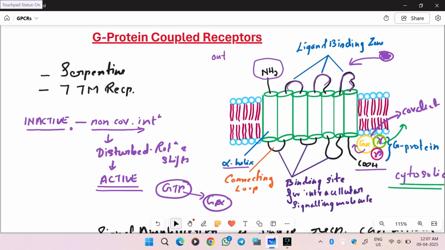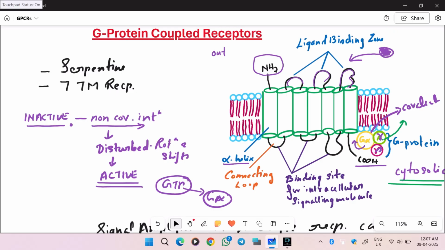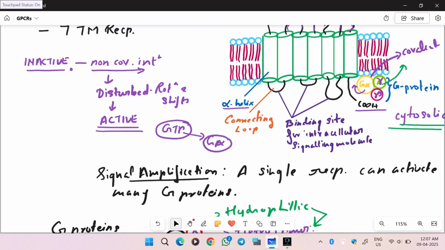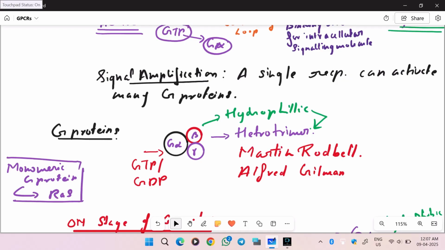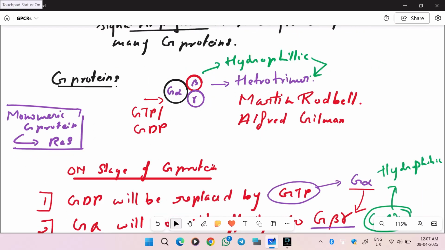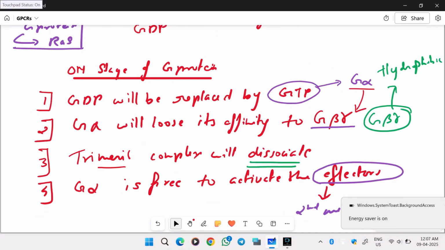But for the timing you just understand these things, okay? So we talked about GPCRs, the serpentine 7 transmembrane receptors, the inactive conformation, and how it becomes active. Its affinity to GTP will make it activated, right? Then signal amplification essentially means that a single receptor can activate many G proteins around it. The G proteins are in heterotrimeric form and are active when bound to GTP, and inactive when bound to GDP. When GTP binding occurs, its affinity to the G beta and G gamma will decrease slowly, and the trimeric complex will dissociate, and the G alpha is free to activate the effectors, that is the secondary messengers.